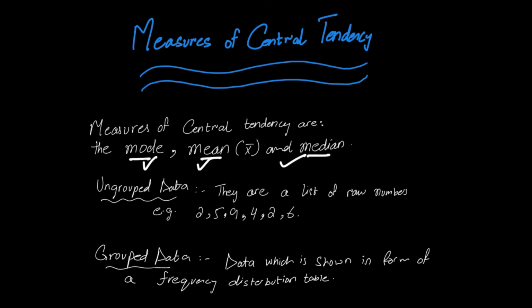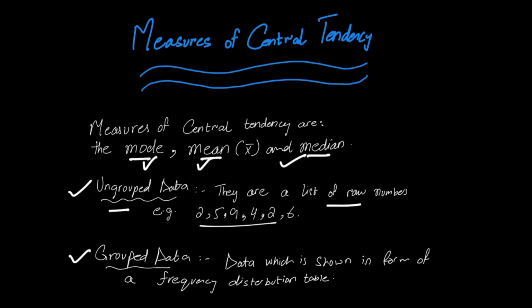Let's first of all look at how many groups of data there are. Basically, there is ungrouped data, which is a list of raw numbers. For example, 2, 5, 9, 4, 2, 6. These are an example of ungrouped data.